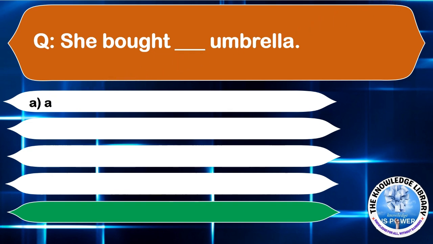Option A. Option B, an. Option C, the. Option D, no article. The correct answer is option B, an. Moving to the next question.